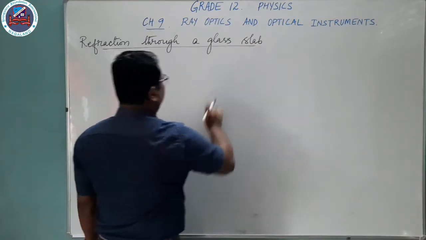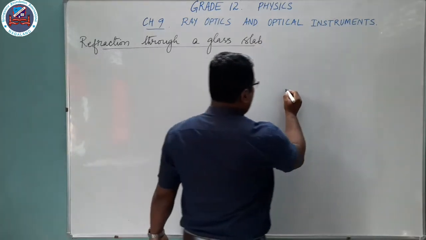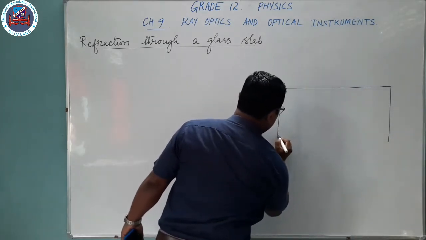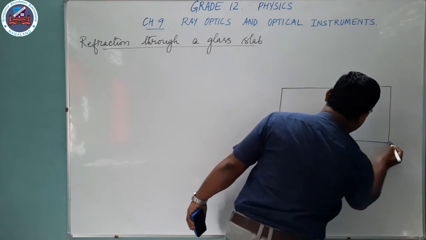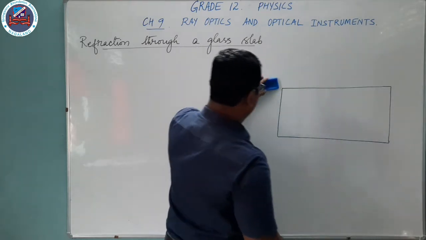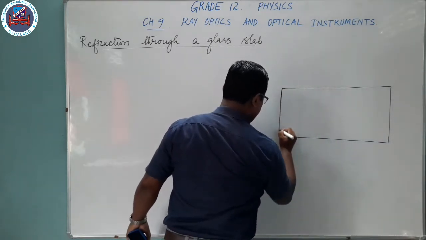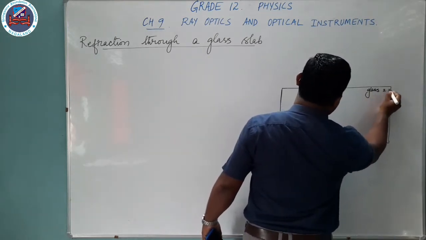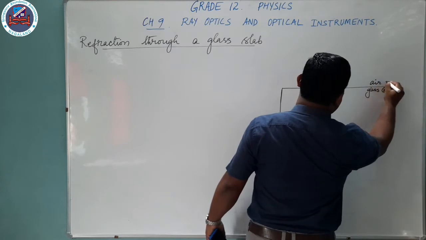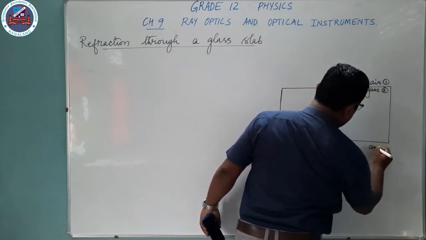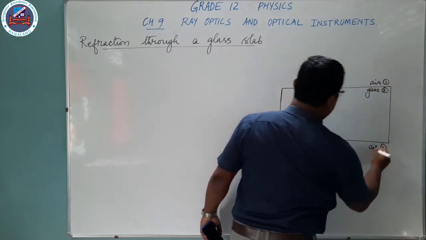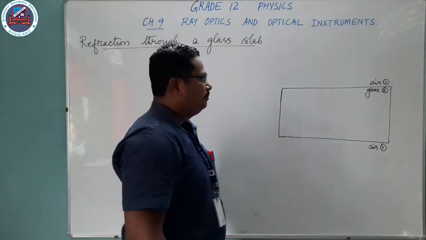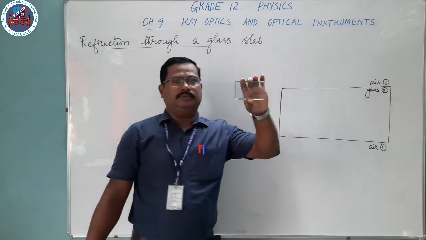So a glass slab is a transparent medium, or a glass block in the shape of a rectangular cuboid. This is your glass, medium 2. Here we'll take medium 1, the rare medium. If you see the glass slab, here I have one glass slab with me.